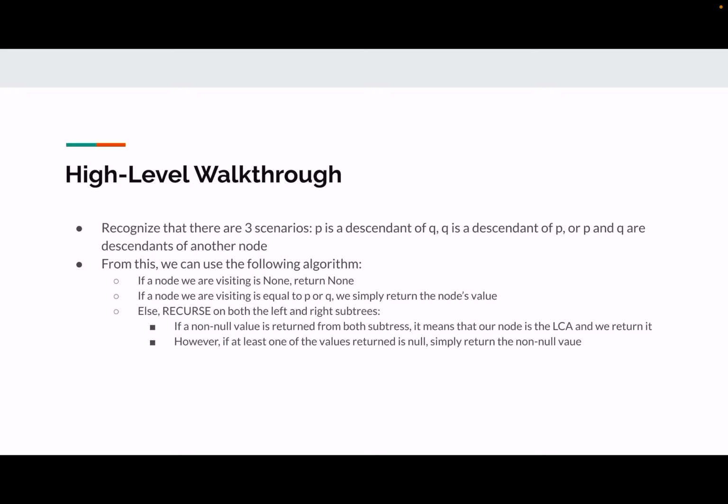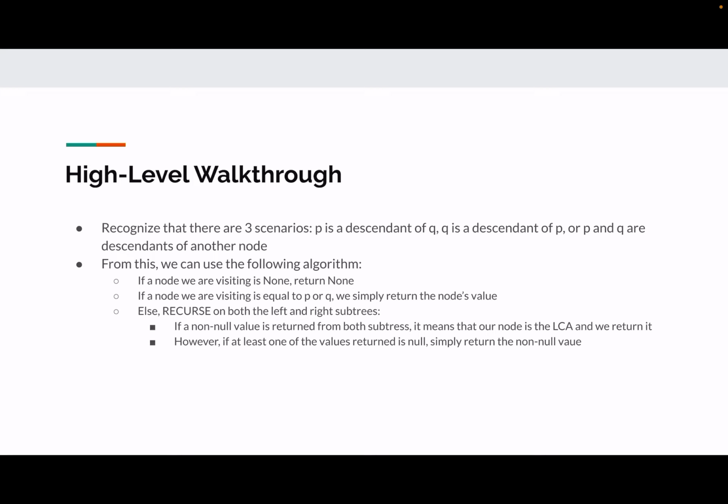After we get a value from each, we evaluate it as follows. If a non-null value is returned from both subtrees, it means that our current node is an LCA and we return it. The reason is that if a non-null value is returned from both subtrees, we found either P or Q in the left subtree and either P or Q in the right subtree. By construction of the binary tree, we know that the lowest common ancestor is our current root, because if we go to the left or to the right, we're going to avoid the subtree that one of P or Q is in.